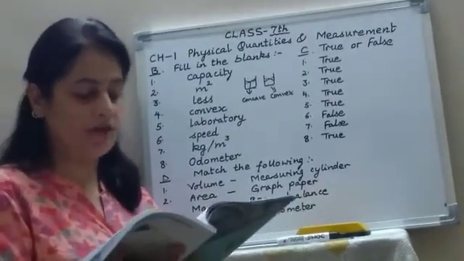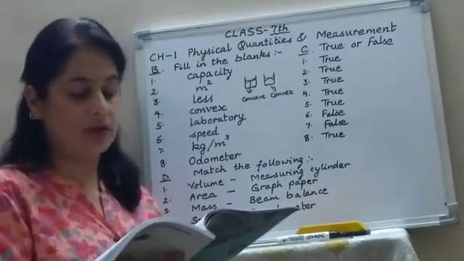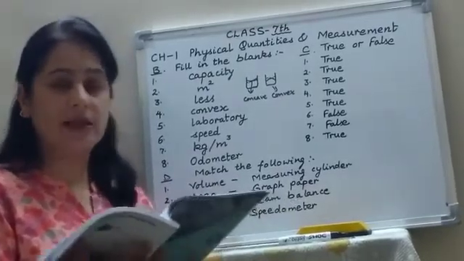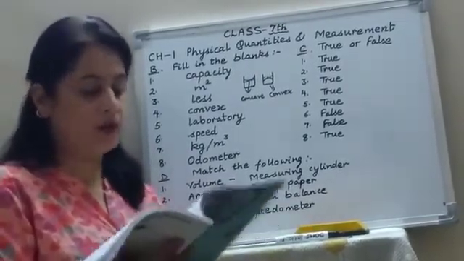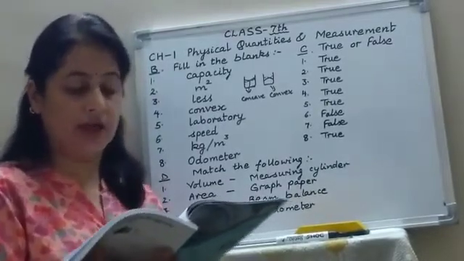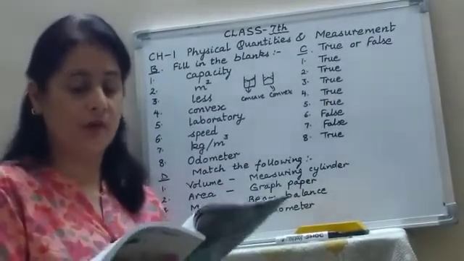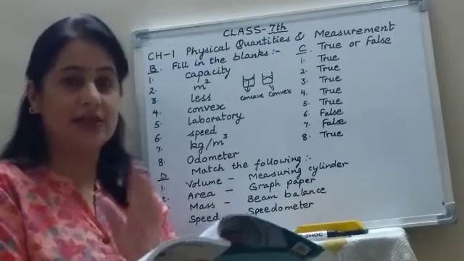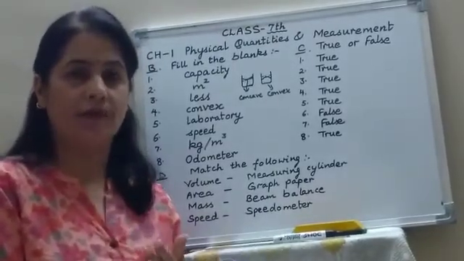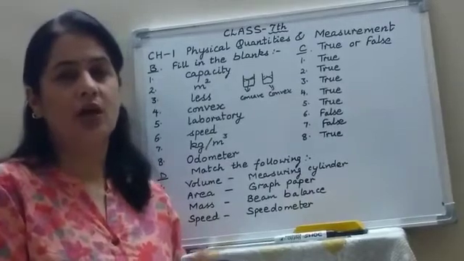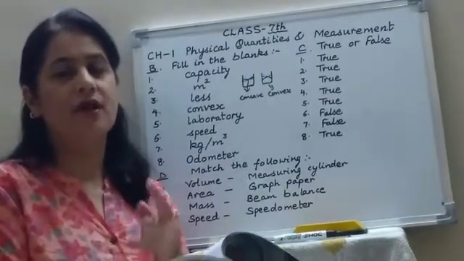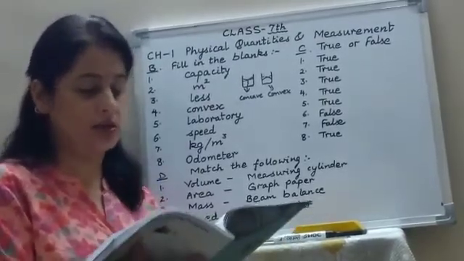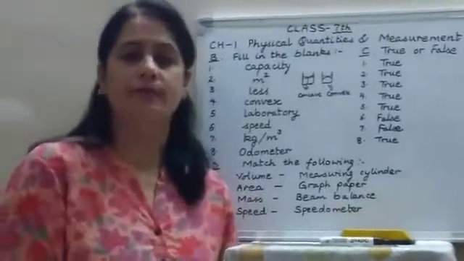And 8th part, the speed of train A covering 200 km in 4 hours is more than train B covering the same distance in 6 hours. There are two trains, train A and train B. They have to cover the same distance, 200 km. But train A is doing it in 4 hours, less time, and train B is covering it in 6 hours, means more time. So whose speed is more? Less time, more speed. The more time the train takes, the less speed it has. So this answer is true. The speed of train A is more than that of B.